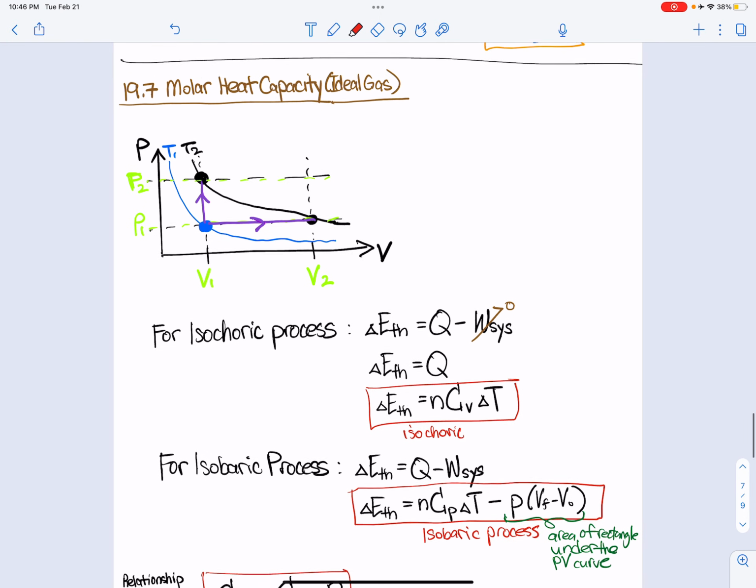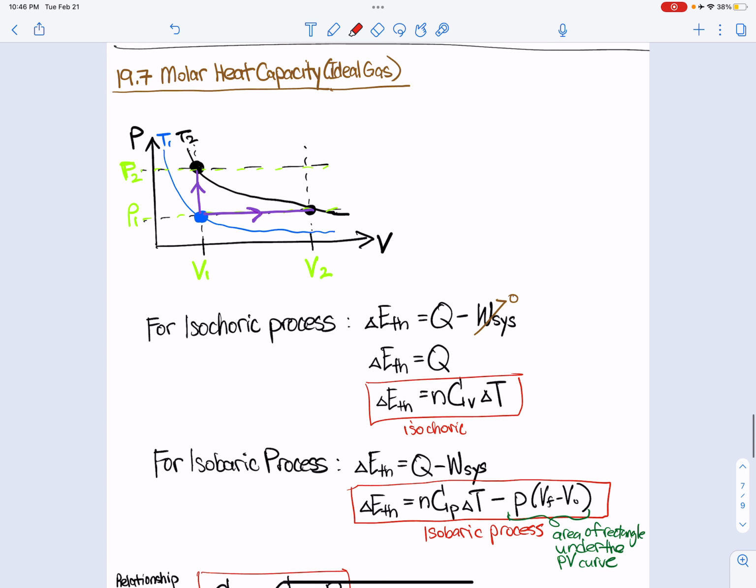All right, chapter 19, section 7, molar heat capacity for ideal gases. Looking at these two curves, from T1 and T2, I can transition from this curve to this curve either isochorically, with the same volume V1, or isobarically, with the same pressure, this horizontal line, with P1.